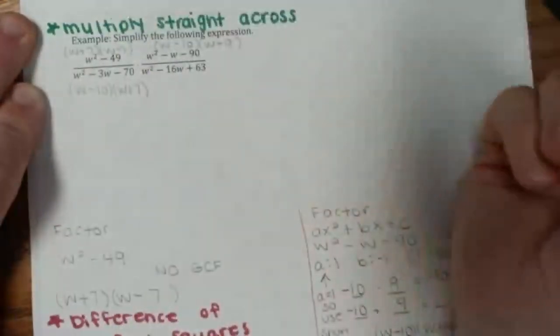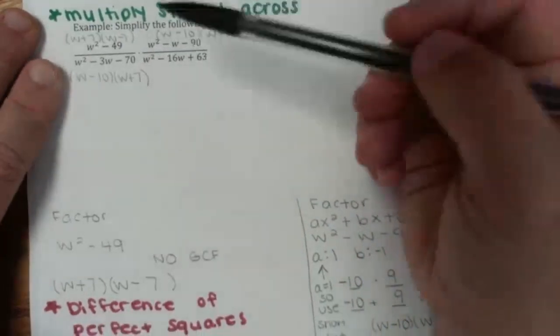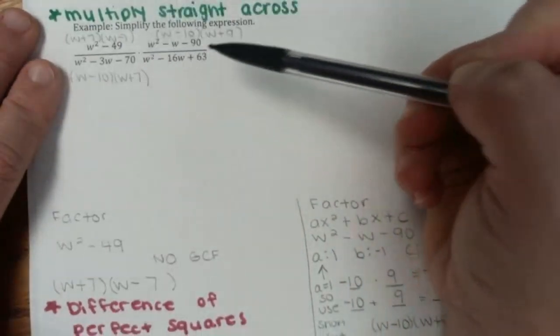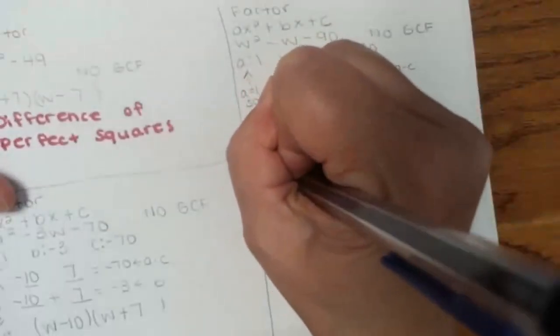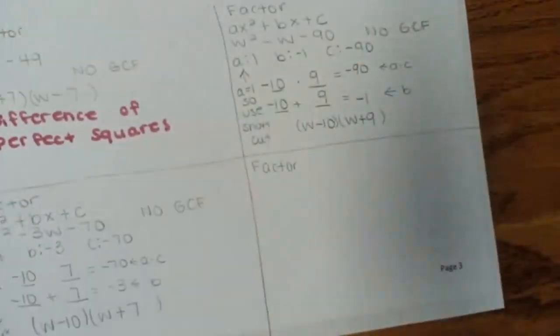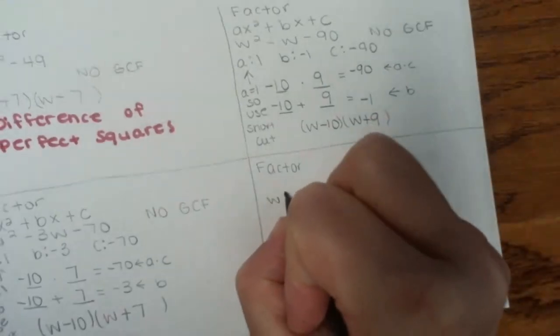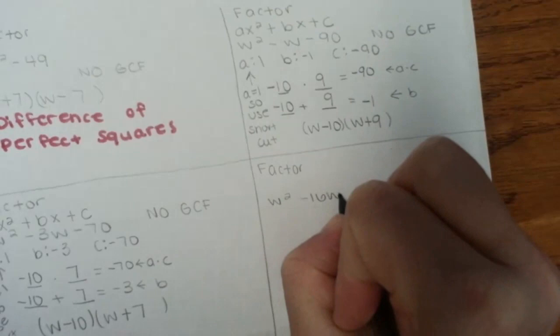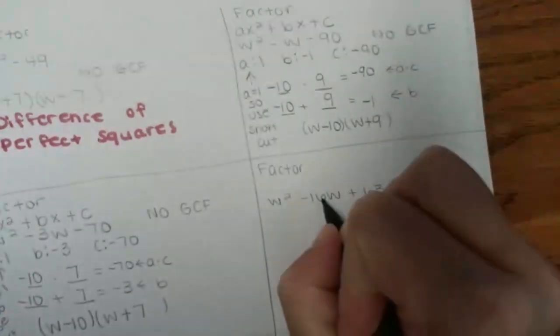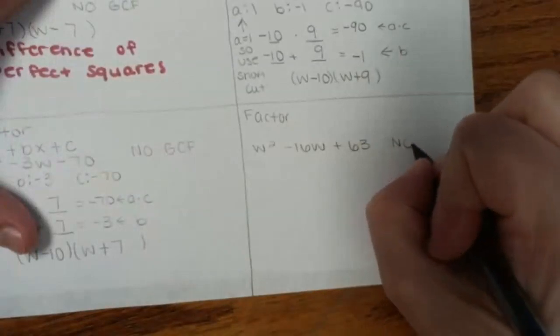Last one. This is like a million little problems in one big problem. So w squared minus 16w plus 63. So let's factor w squared minus 16w plus 63. Okay, so first of all, there's no GCF.